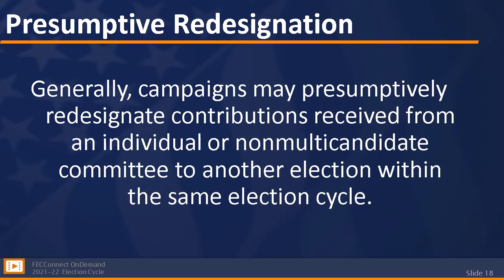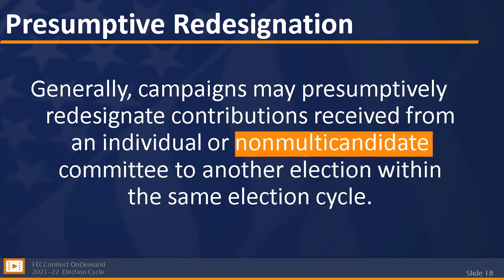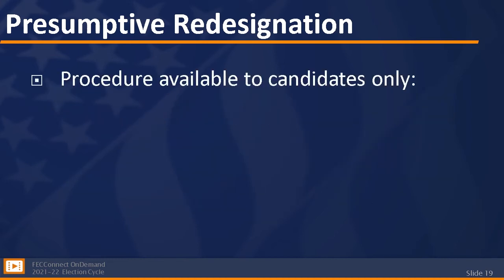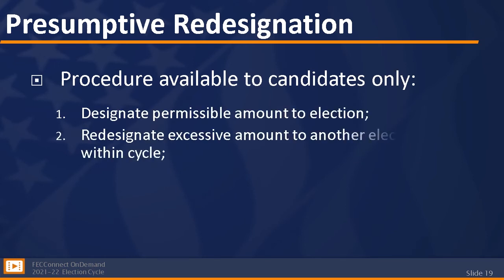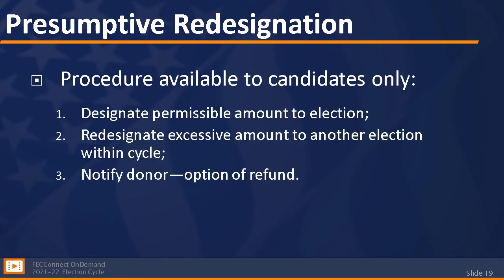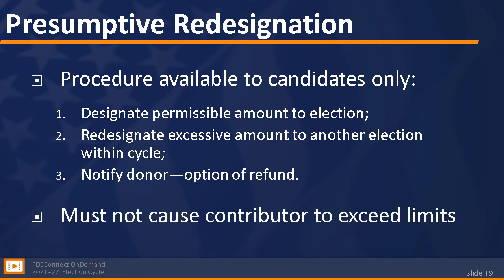Alternatively, the campaign may redesignate the excessive portion of the contribution to the general election. Campaigns may presumptively redesignate contributions received from an individual or non-multi-candidate committee to another election within the same election cycle. If a multi-candidate committee makes an excessive contribution, the campaign must receive advance authorization to redesignate the excessive portion. In this case, we have an individual contribution, so the campaign may presumptively redesignate the excessive portion to the general election, but must notify the donor and offer the option of a refund.